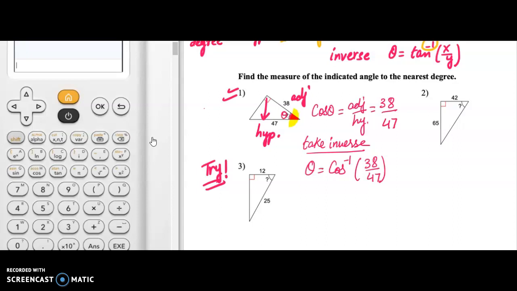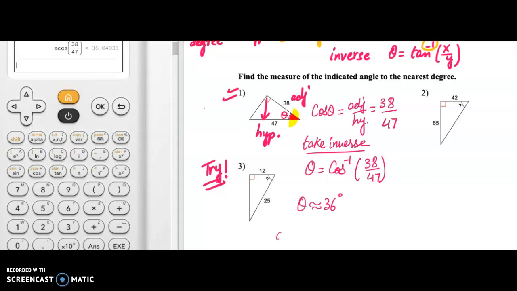But I have a shift here, so I will press shift followed by cos, and you can see they have written a cos. A cos means arc cosine. Arc cosine means we are talking about the cos inverse. So 38 divided by 47, and then I will just press OK, and you can see right here the number is 36. So I will say theta is approximately 36 degrees.